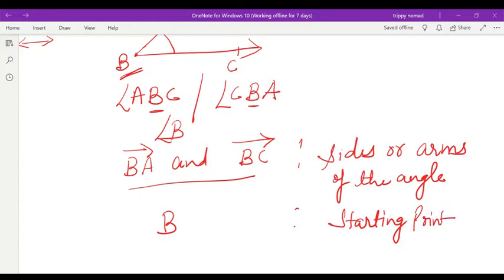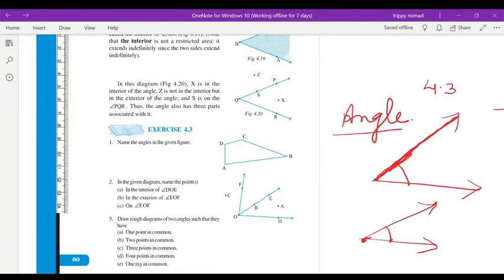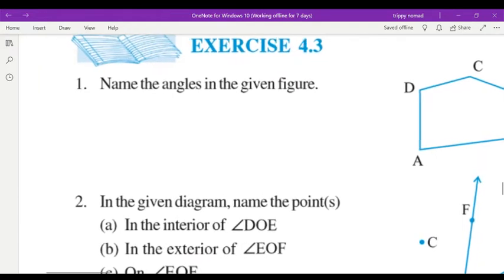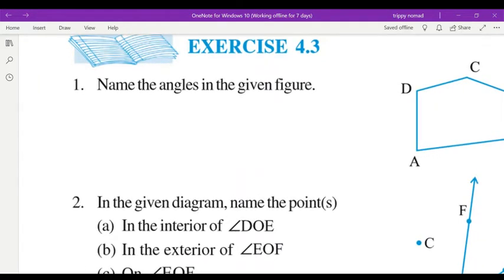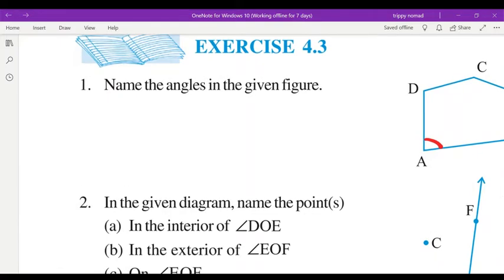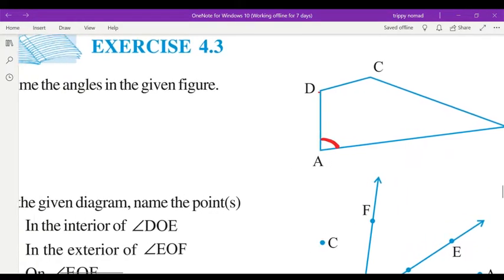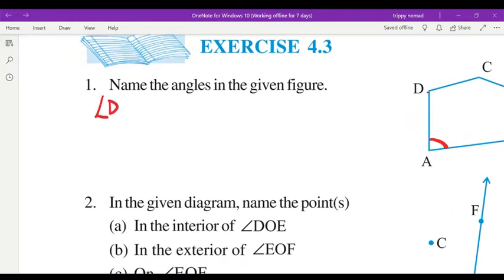And so now we can start this exercise 4.3. First question: name the angles in the given figure. Here a figure is given and we have to name the angles. I hope you can see that four angles are drawn over here. How many angles are given? Four angles. So first I will write the name of this angle. Here there are two points, this one D and B. How will I write its name? Angle DAB.